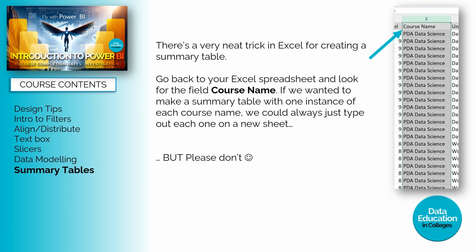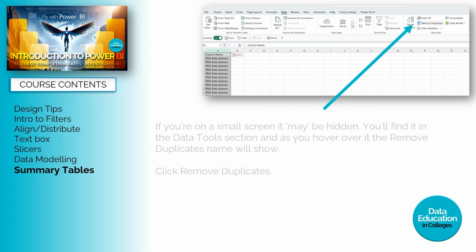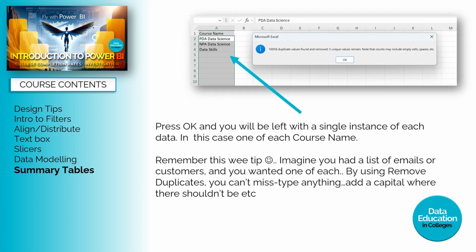But I'm going to show you how to create one. Go back to your Excel, look for the field course name. We could just retype everything, but please don't. Select that title column and copy paste to a new sheet, but please leave it selected for just now. Then go to data in the ribbon and find remove duplicates. It might be hidden. If you're on a small screen, the ribbon tends to be a bit condensed. So you just hover over it and you'll find it, click remove duplicates, press OK, and you'll be left with this.